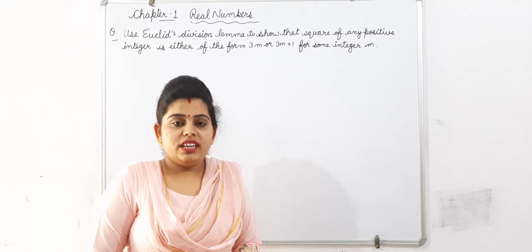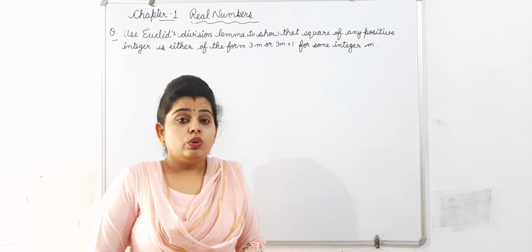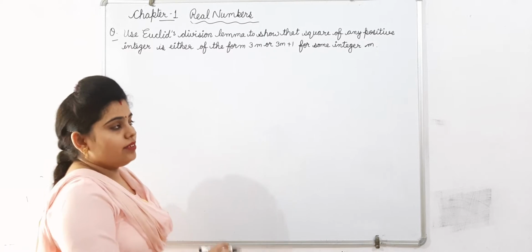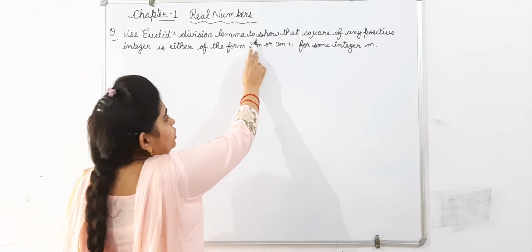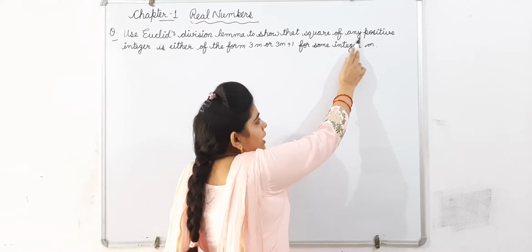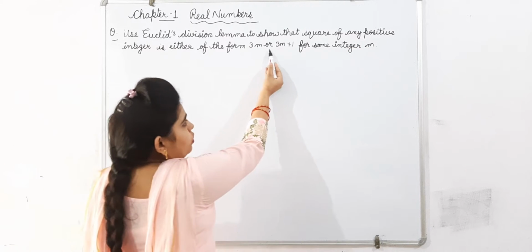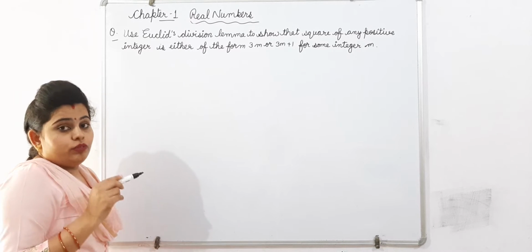Hello dear students, in this video we have to use Euclid's division lemma to represent any number in the form of any other number. What is given in this statement? Use Euclid's division lemma to show that square of any positive integer is either of the form 3m or 3m plus 1 for some integer m. In this question what we have to do?